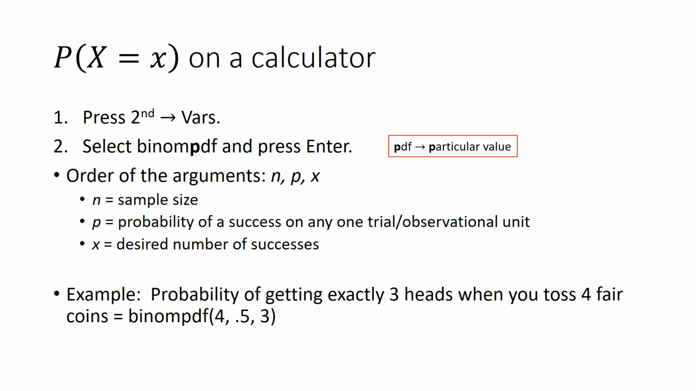Then the order of the arguments is n and then p and then x. So the sample size, the probability of a success on one trial or observational unit, and then the desired number of successes. Depending on what kind of calculator you have, you might need to enter a comma in between these values. And the comma key is above the number 7 key. So for example, if we wanted the probability of getting exactly 3 heads when we toss 4 fair coins, we would use binom PDF 4, comma 0.5, because that's the probability of heads, comma 3.